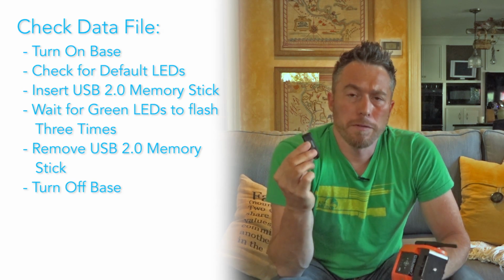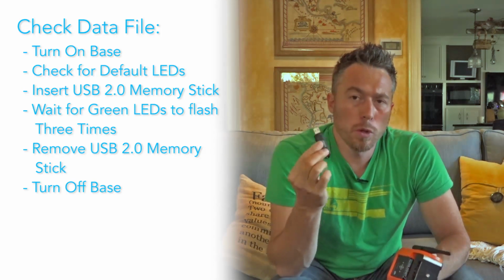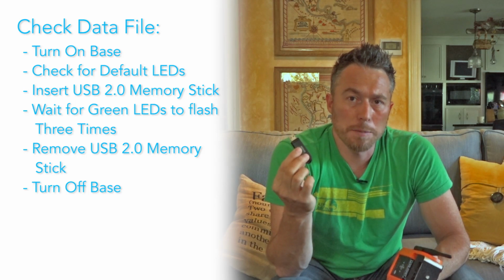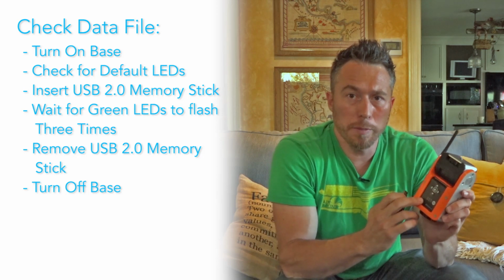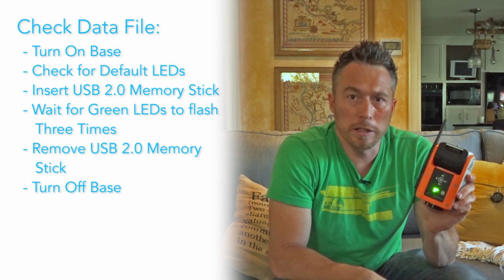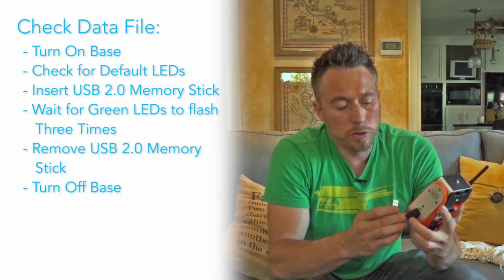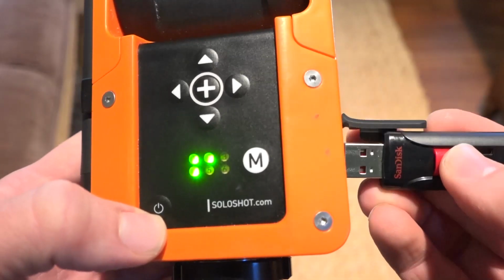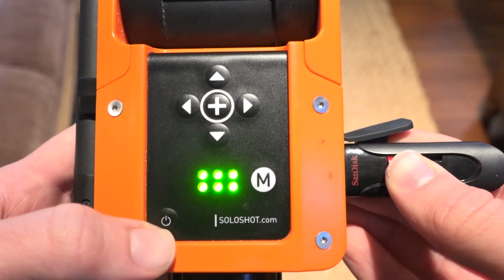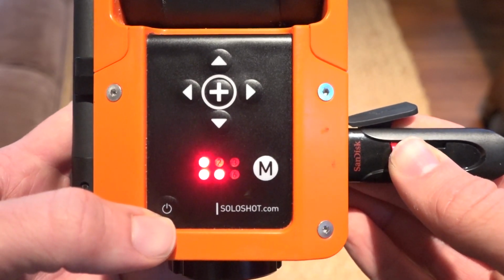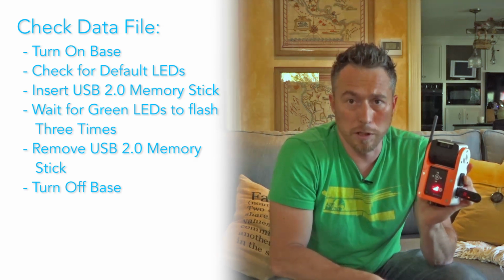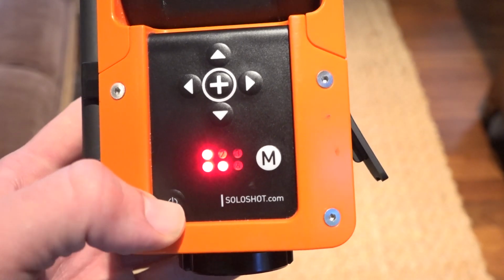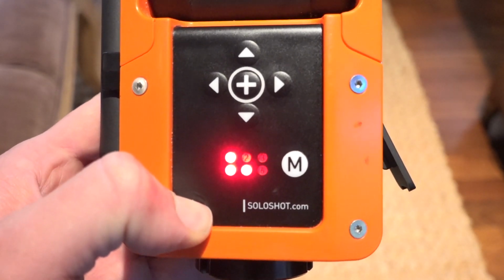So once we get our data file loaded onto the USB stick, we can do a quick check before we go out to do our time-lapse to make sure everything worked properly. To do the quick check, just simply turn your base on and you'll see the default LEDs come up. Now, when you insert your USB stick into the base, you'll see the LEDs flash green 3 times and then some of them will turn red. This means the data file was successfully loaded. So at this point, we can remove the USB memory stick and turn the base off.